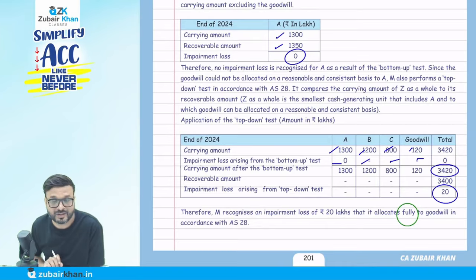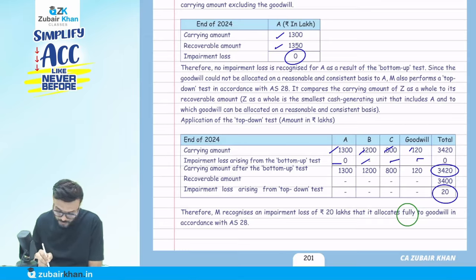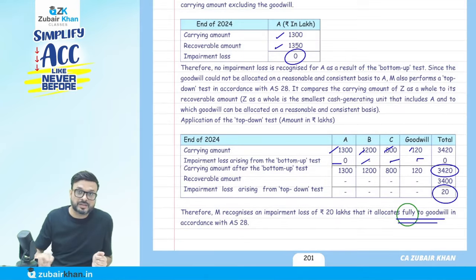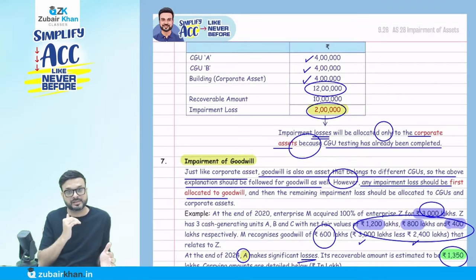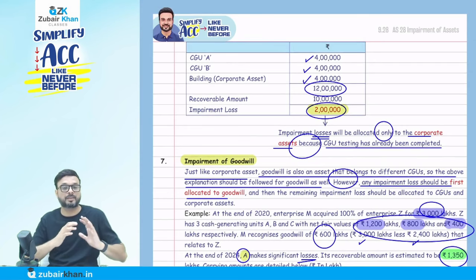Now we have an impairment loss when we consider the group. So it is going to be borne by the goodwill only. So this 20 will be adjusted, fully allocated to the goodwill. But what is the difference here? Here we calculate individually first, then we do it as a group. So the treatment of goodwill is the same as the corporate asset. The only difference is that in case of goodwill impairment, the impairment loss will first be adjusted against the amount of goodwill.